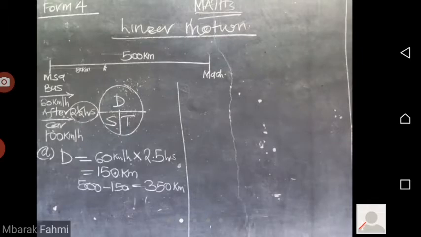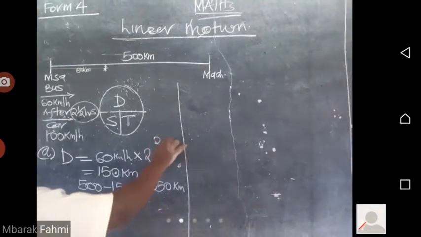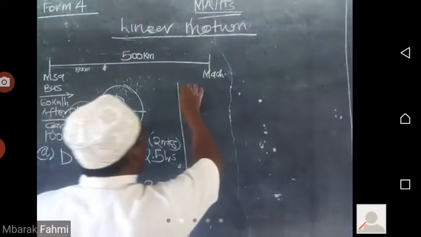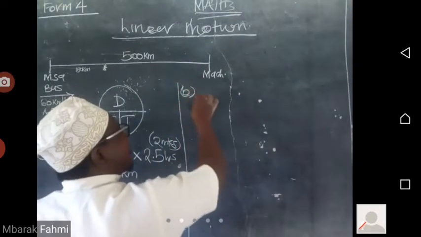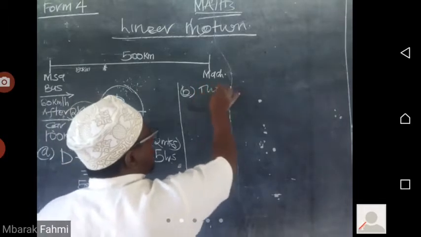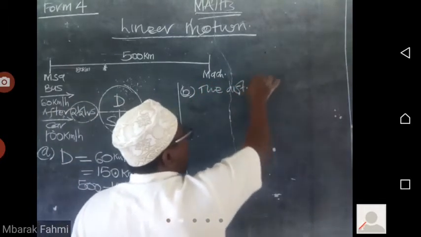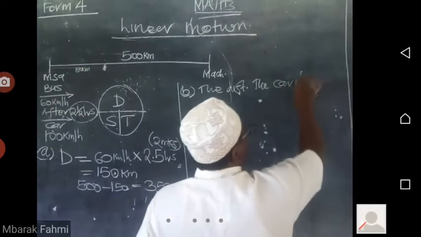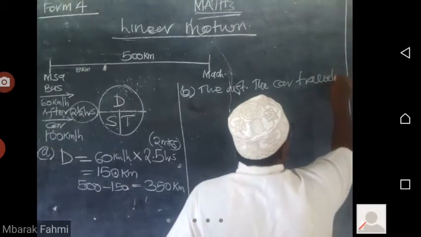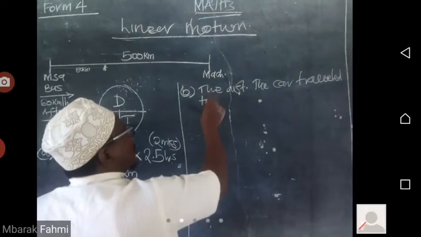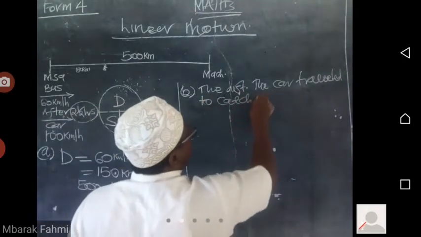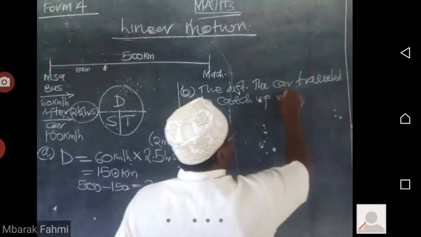Now we go to part B. Part A was 350 kilometers. Now part B, you are asked the distance the car traveled to catch up with the bus.